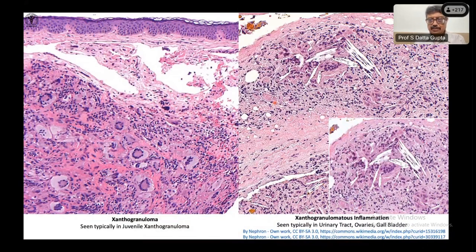Xanthogranulomas, and this is xanthogranulomatous inflammation. There is a difference between the two. This is not a reactive process, just a juvenile xanthogranuloma. It's called a xanthogranuloma, but it's mainly a neoplastic process. Whereas this xanthogranulomatous inflammation seen in the urinary tract, ovaries, and gallbladder typically is the granulomatous inflammation we are talking about. They have foamy macrophages, giant cells, and cholesterol clefts.